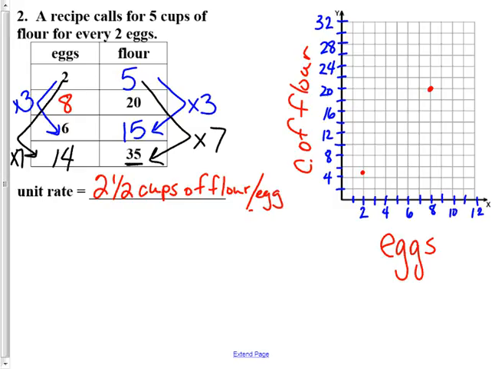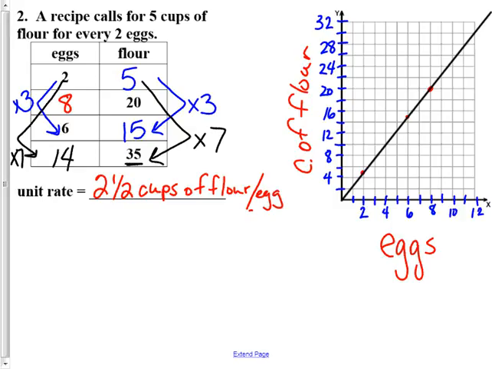6 eggs requires 15 cups of flour. So 6 eggs, and then I'm going to go up to 15. It's right about there. And for 14 eggs, remember I couldn't quite fit that on my grid, but if I could have, it would have still been in a straight line with these ordered pairs or these points. And when I draw the line that goes through those points, it's going to go right about there.